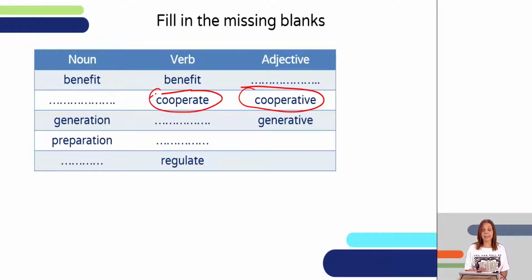What is needed here is to write the noun. So what is the noun? Yes, you're right. It is cooperation. So here we have cooperation. And then we have the word generation, which is a noun. And then we have generative, which is the adjective.